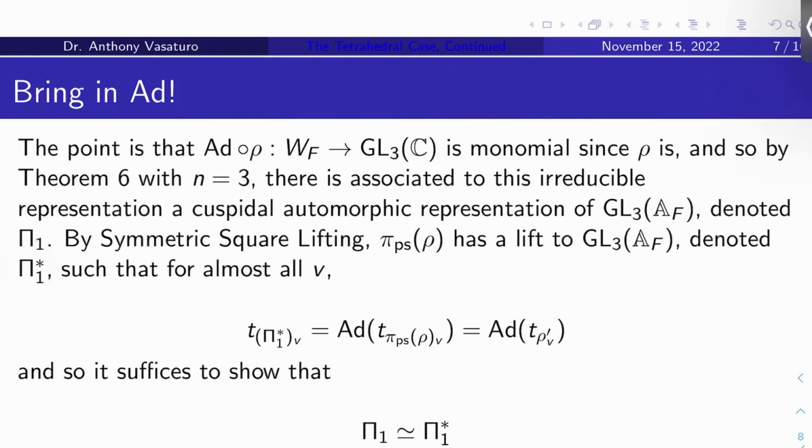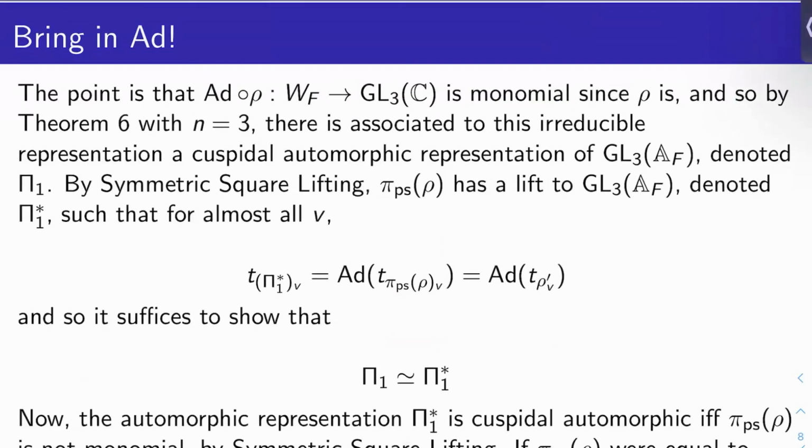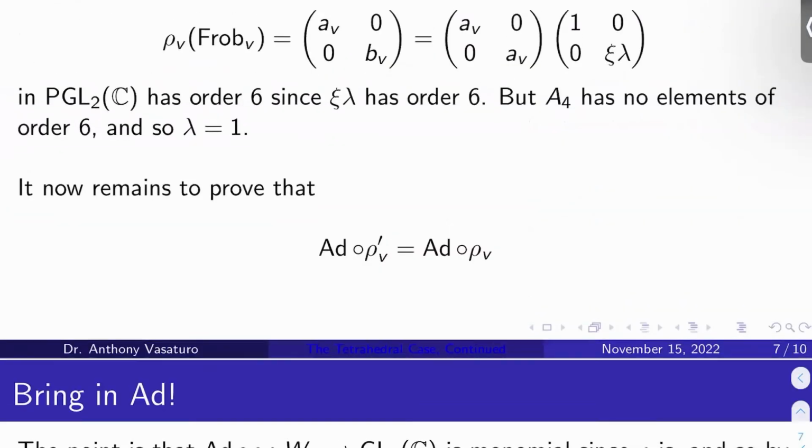Such that for almost all places V, the local Langlands class T sub big pi star sub 1 sub V equals add of the local Langlands class at V of pi pseudo of rho, which we know by definition is add of the local Langlands class T sub rho prime sub B. Okay, so I have all this. Well, base changes are unique, right? It suffices to match these up. It suffices to show that these guys are isomorphic then. If these guys are isomorphic, then add of rho will be isomorphic to add of rho prime at each V. Okay, perfect.